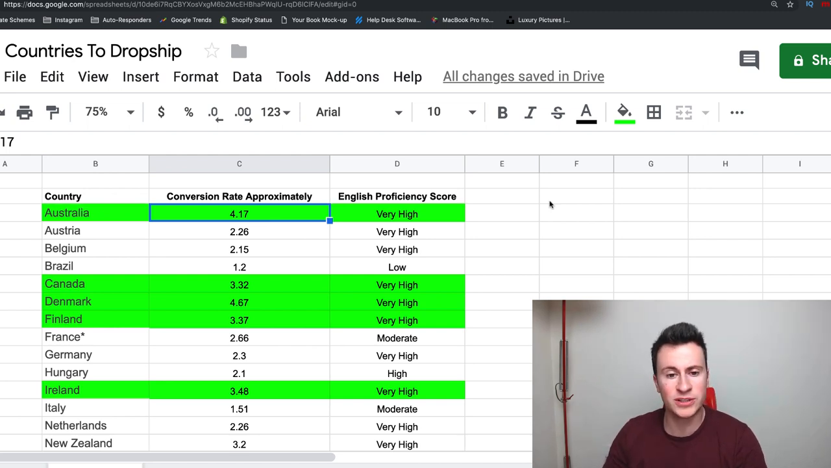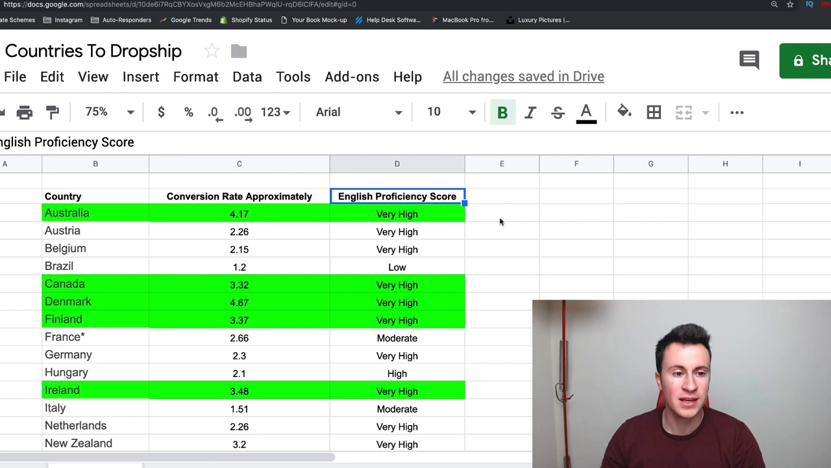Now the next column, which is very important, is the English proficiency score, because we don't want to be assuming. You're watching this in English and you are English and you're advertising in English and your store is in English. Then obviously you only want to be advertising to people who speak the English language as well. So it would be a good idea then to only target those countries which have a high proficiency in English.